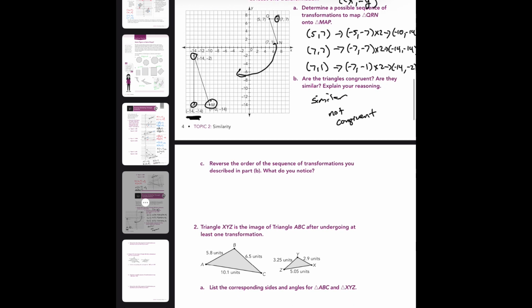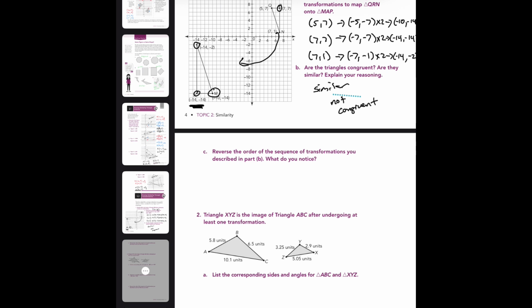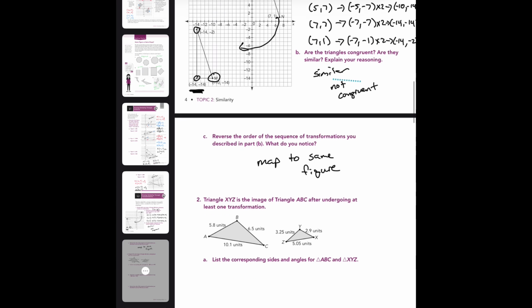Okay, C would reverse the order of the transformations described. What would you notice? It would map to the same figure. Remember, the order we do the transformations in does not matter. Map to the same figure, I left off the word there. Trying to talk while I write at the same time. All right, 2.